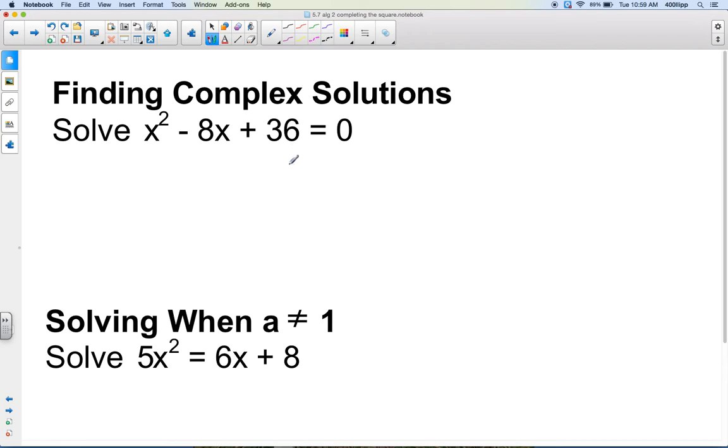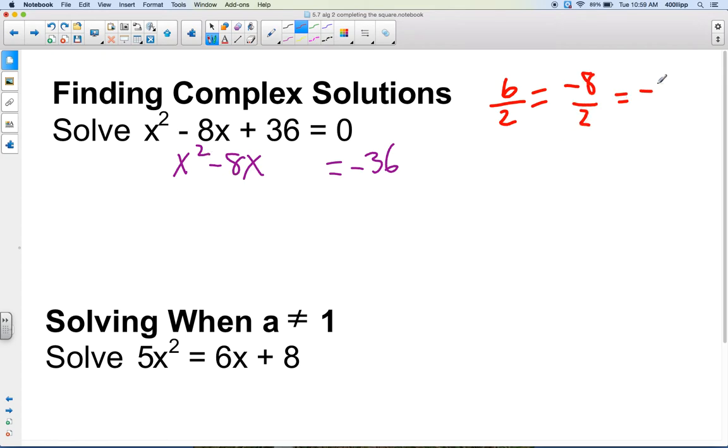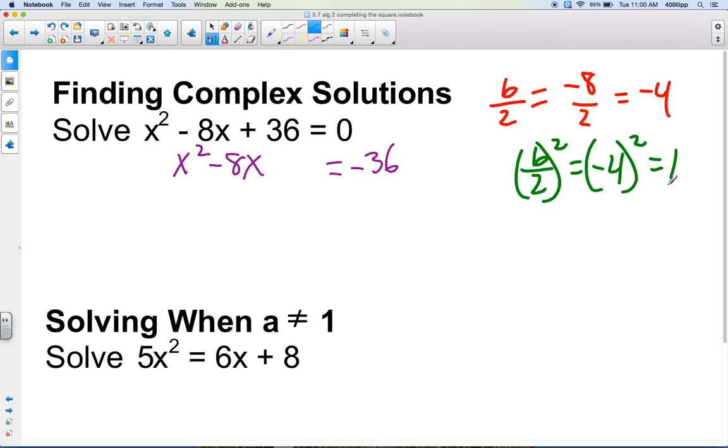We're going to subtract 36 first. So we have x squared minus 8x, and that's equal to negative 36. All right, so let's do those two steps again. We got b over 2. So b is negative 8 over 2, right? Here's my b. Negative 8 over 2 is negative 4. And then we'll do b over 2 squared. Okay, so negative 4 squared is 16.